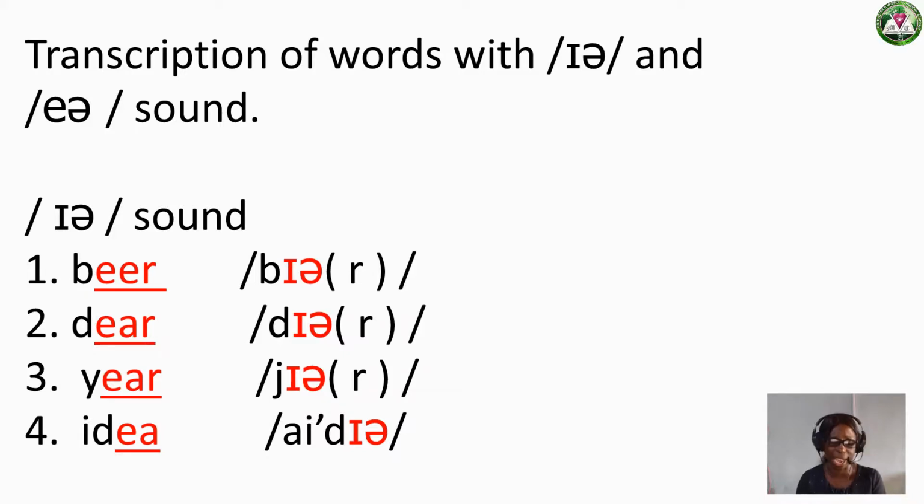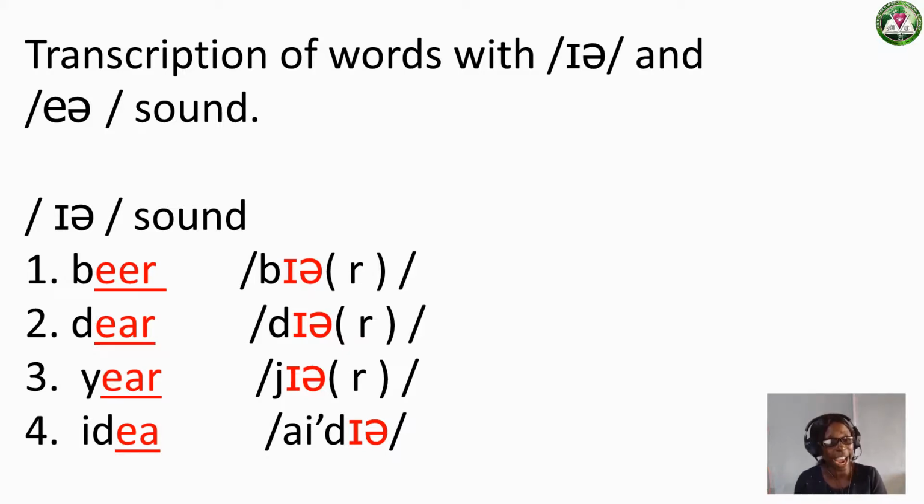Immediately you see the word. The next thing you will see is the transcription. I want you to notice something written beside the word beer with 2 slashes. Transcription must be inside a slash. Without the slash, it's not a transcription. It must be inside 2 slashes.